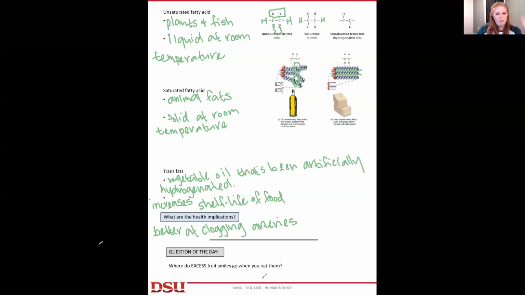Question of the day. Where do excess fruit sugars go when you eat them? I talked about this a little bit, but this is something that gets stored as glycogen in the liver, and then eventually it gets converted to fat.